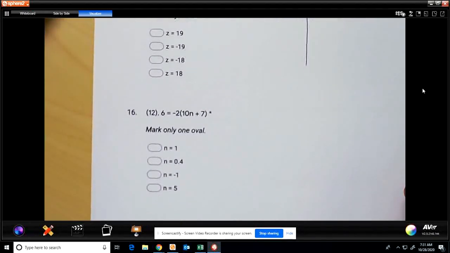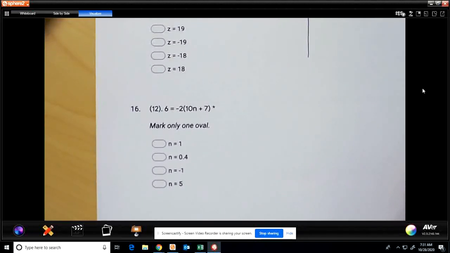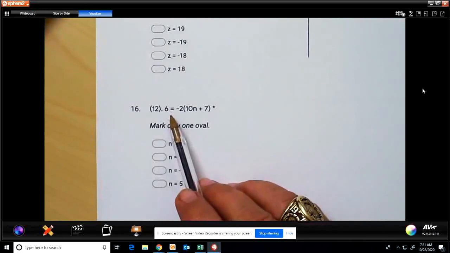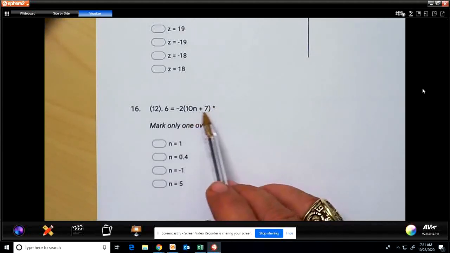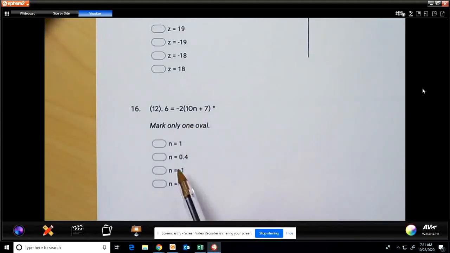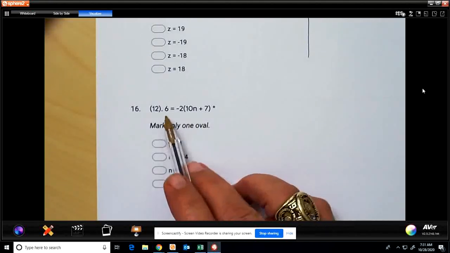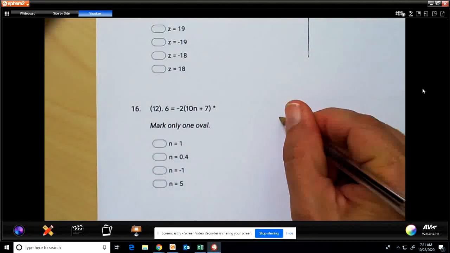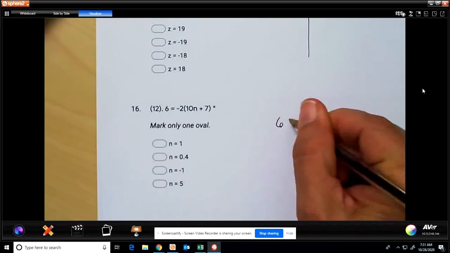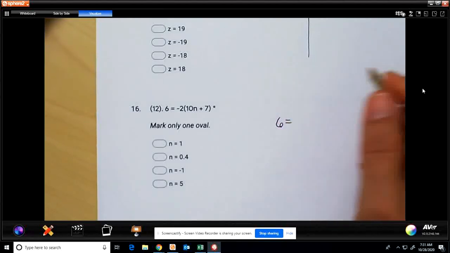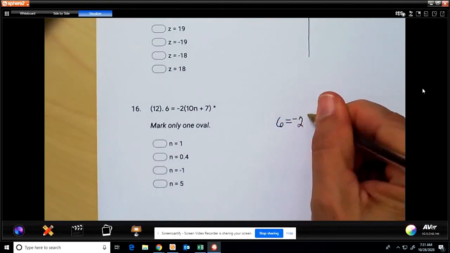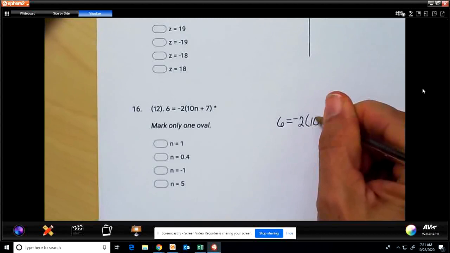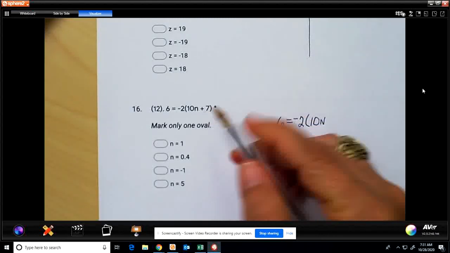Number 16, problem 12. This one is a lot different because we have a negative 2 with the parentheses and a binomial inside of it. So what I would do is come over here and rewrite this problem: 6 equals negative 2 times parenthesis 10n plus 7.